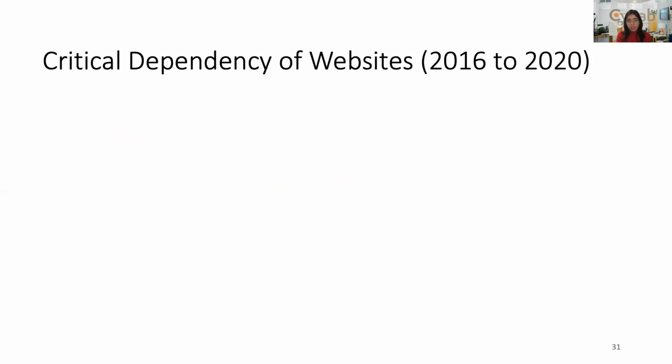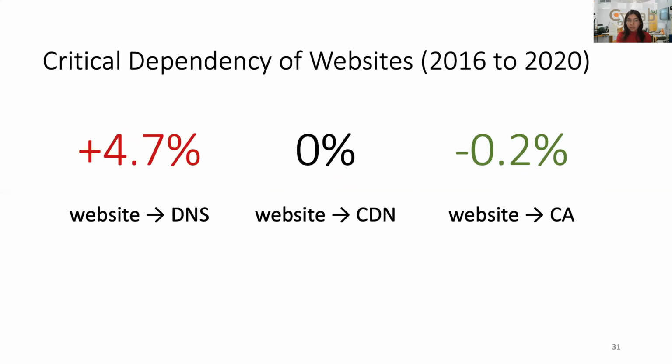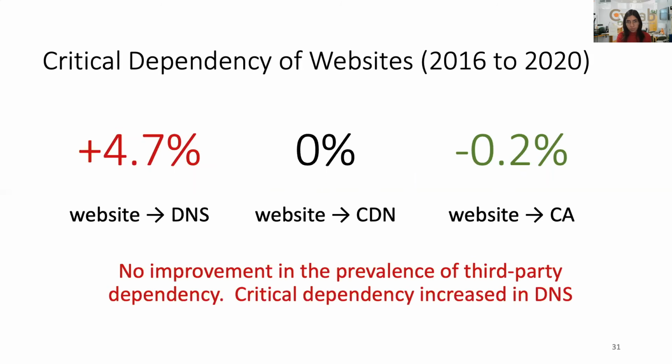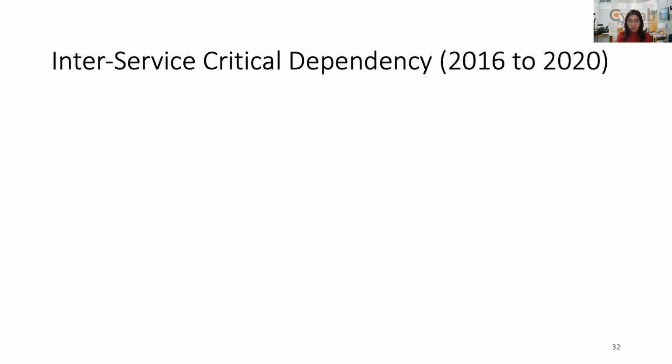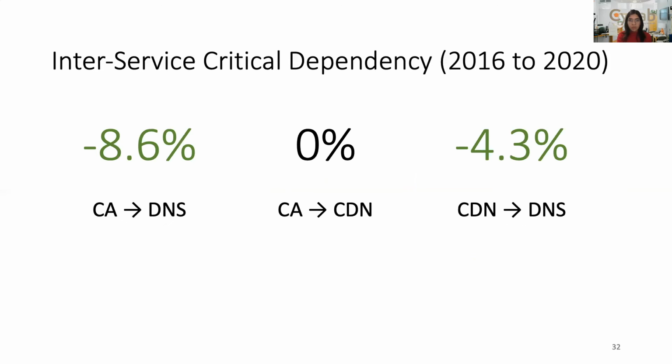We observed that critical dependency in DNS increased. With respect to CDN and CA, we see no significant change in the critical dependency. Similarly, in case of inter-service dependencies, we observe an 8% decrease in critical dependency in CA to DNS dependency, and a 4% decrease in CDN to DNS dependency. So overall, in terms of provider to DNS dependency, we see a decreasing trend, which is encouraging.